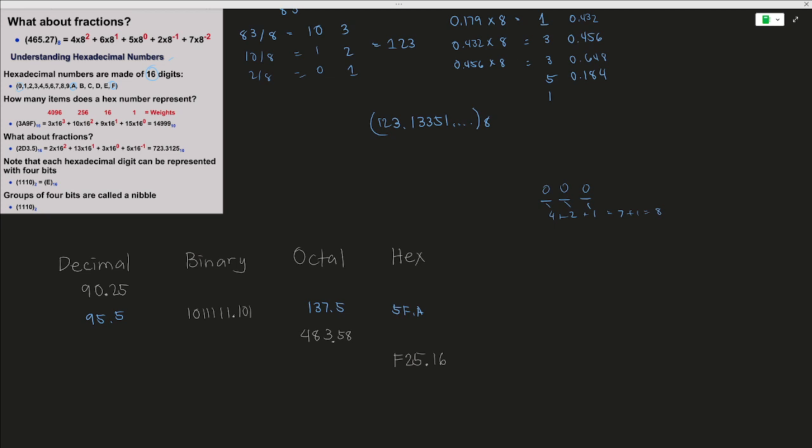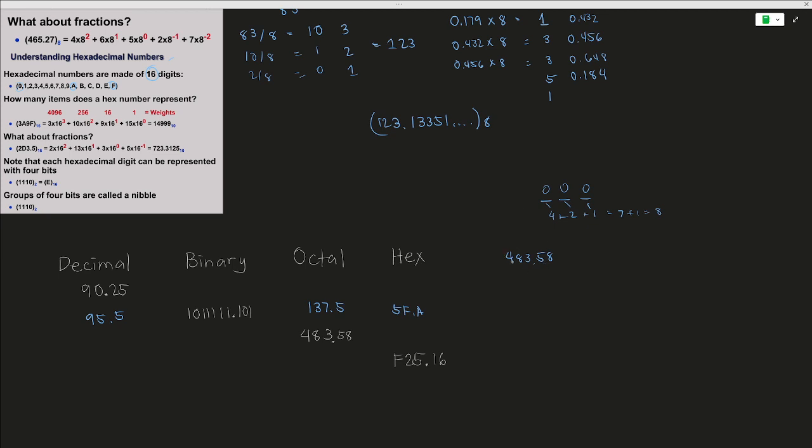So, let's say, binigyan ka nila ng octal na 483.58 and you want to convert that to decimal or to binary. So, madali lang to i-convert to decimal kasi ang gagawin mo lang, for each of the digits, you will multiply it by 8 raised to n minus 1. What does that mean? Ba't ako nagsasabi ng ganon?